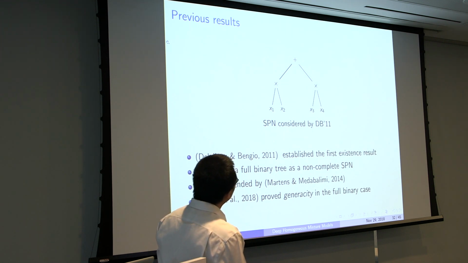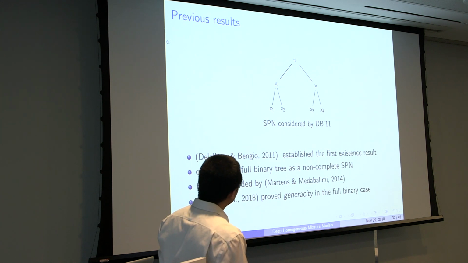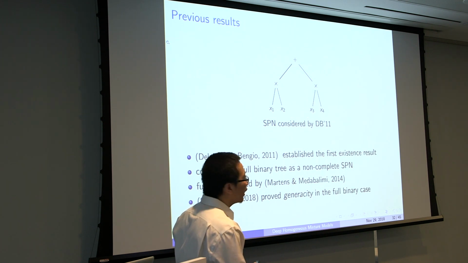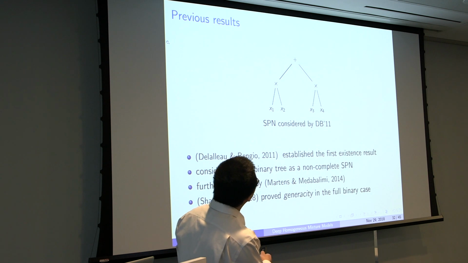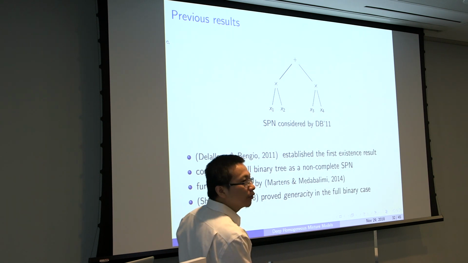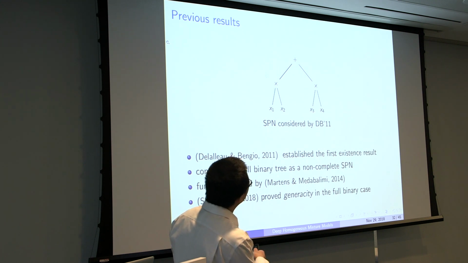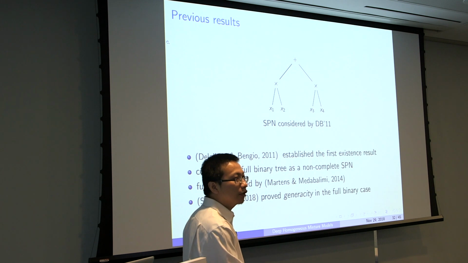The original SPN constructed by Delalleau and Bengio is the following network, where this is an SPN, but it's not a complete SPN, because if you look at the sum node, they do not have the same receptive field. Right? Here you have the receptive field x1, x2. Here you have the receptive field x3, x4. They do not have the same.